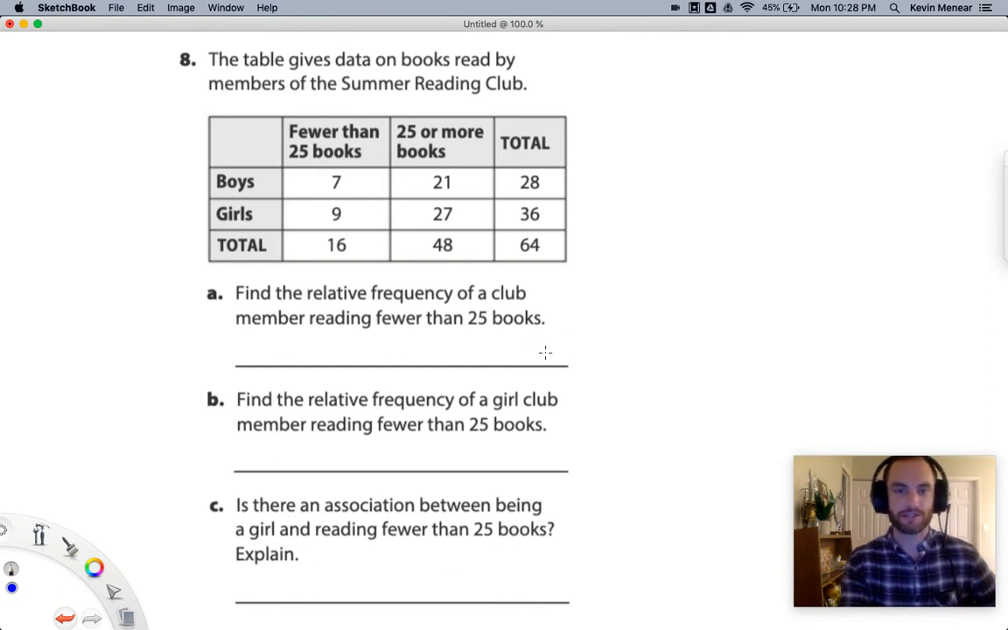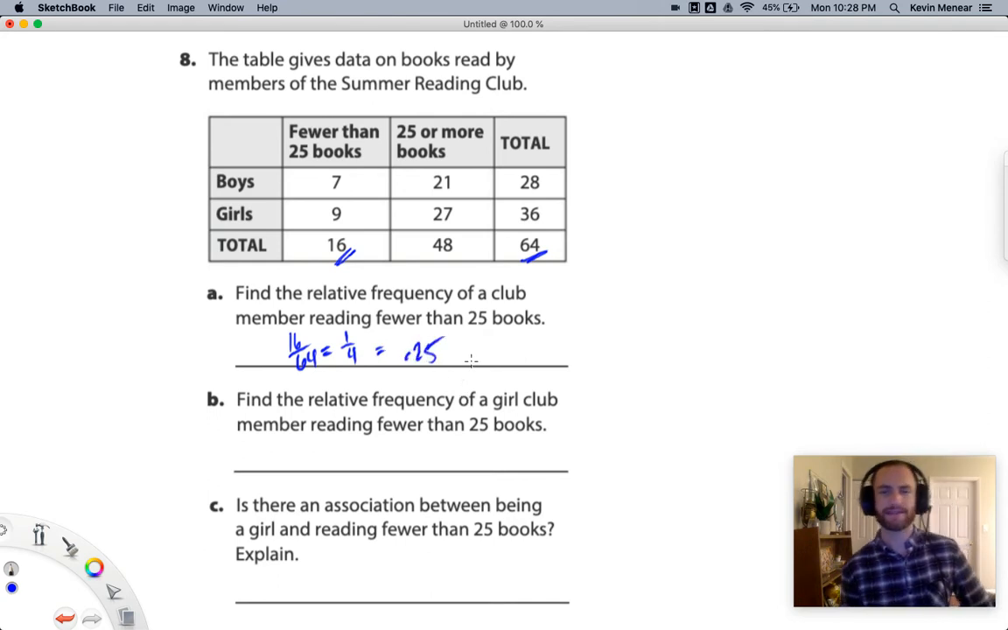Find the relative frequency of a club member reading fewer than 25 books. So relative frequency, a club member, doesn't say boy or girl, fewer than 25 books. So that's 16 out of 64. 16 out of 64 simplifies to 1/4, which is 0.25 or 25%. And on the test, you can say 0.25 or 25%. It's totally cool. But if you do say percent, make sure you put that percent symbol behind it, okay? Make sure your decimal place is in the right place. Don't lose points for misplaced decimal points. Just don't do that.